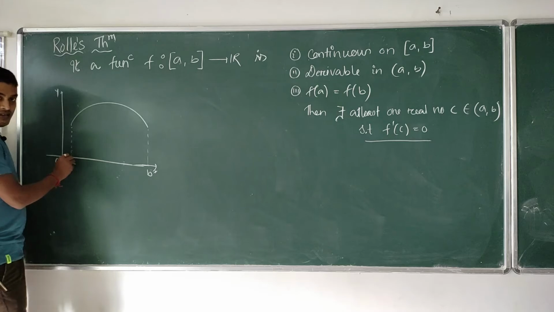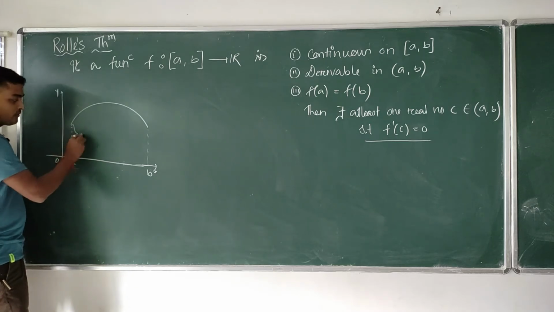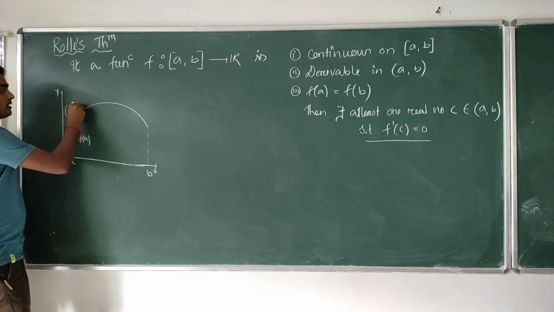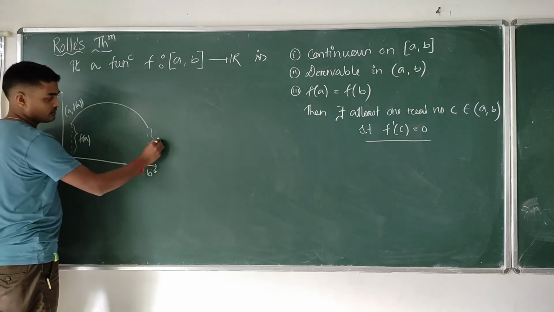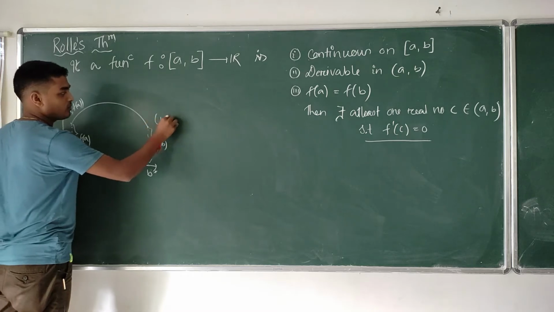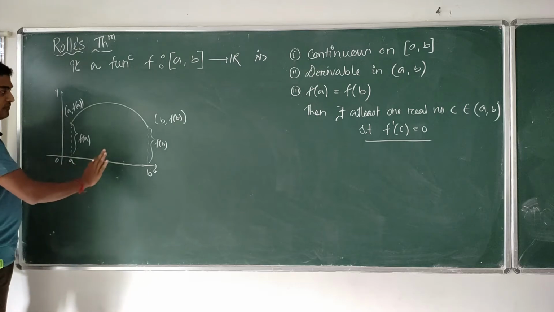This is the distance A and this is nothing but the y distance which is generally considered as f of a. Then what is the coordinate of that point? A comma f of a, correct? What is the coordinate? This is the distance f of b. Then what is the coordinate of that point? B comma f of b. So let us consider a function in this way.